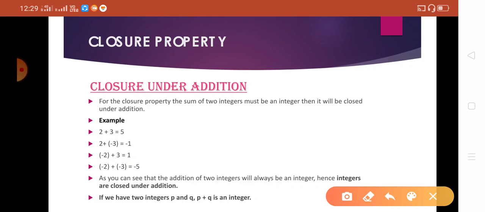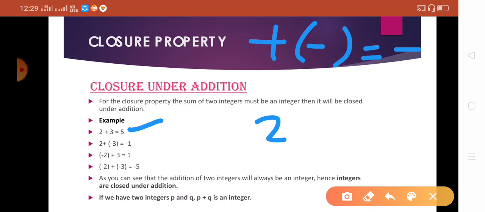Here we will study the first operation, which is addition. We have to show that integers are closed under addition. First of all we will take two integers, let's say 2 and 3. If you add 2 and 3, the answer is 5. 5 is also an integer. If you take 2 plus minus 3, plus minus will become minus. So 2 minus 3 is equal to minus 1. Minus 1 is also an integer.